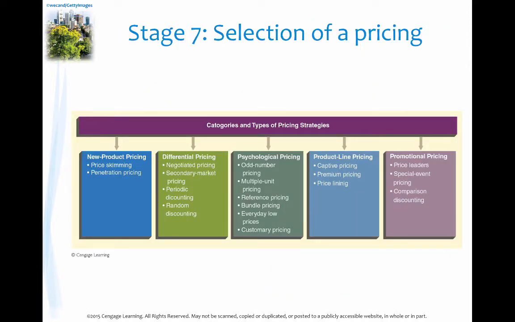Stage 7 is to select a pricing strategy. A pricing strategy is an approach or a course of action designed to achieve pricing and marketing objectives. Pricing strategies help marketers solve the practical problems of establishing prices. The most common pricing strategies are new product pricing, differential pricing, psychological pricing, product line pricing, and promotional pricing.